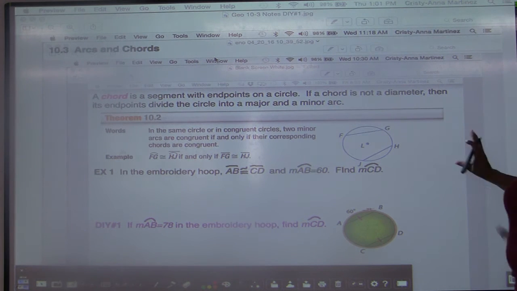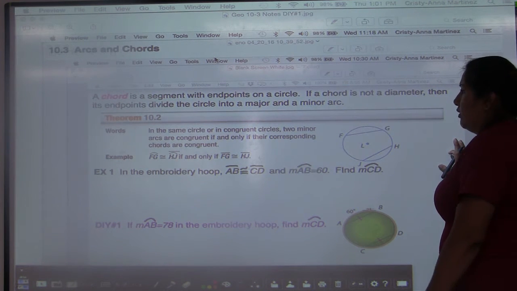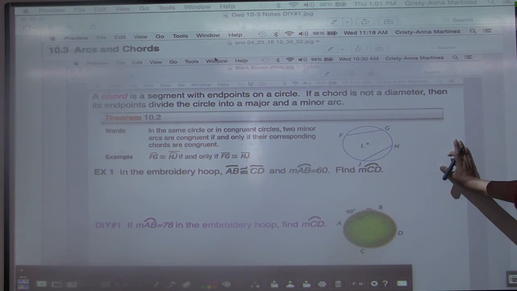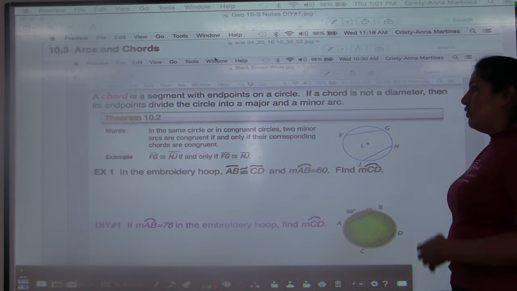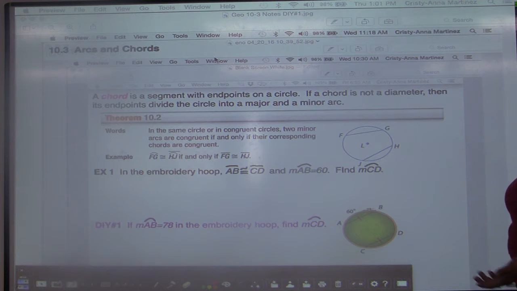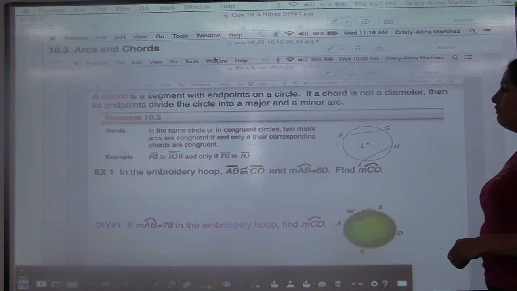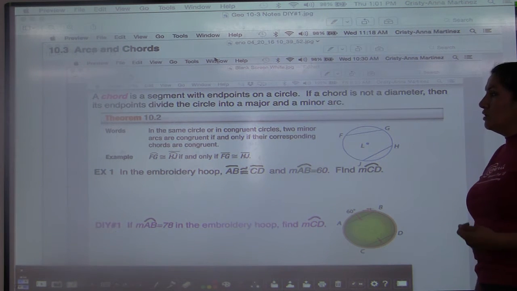So we have our first theorem for this section, which is theorem 10.2, and it says in the same circle, or if you have congruent circles, two minor arcs are congruent if and only if their corresponding chords are congruent.